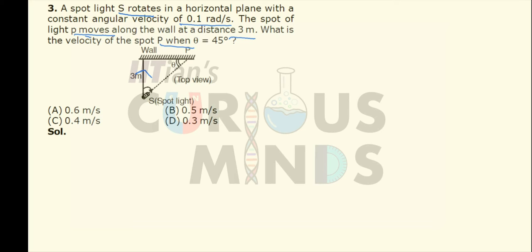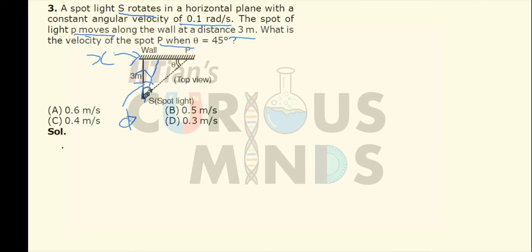was directly perpendicular to the wall. After some time it makes a small angle phi over here. Let the distance on the wall, this distance, let it be equal to x. The adjacent side is already 3 meter, which remains fixed.